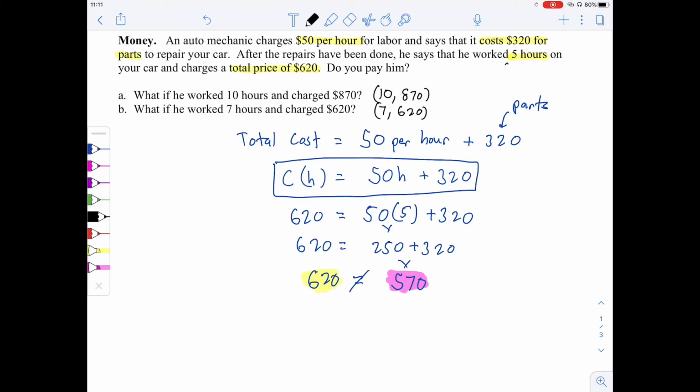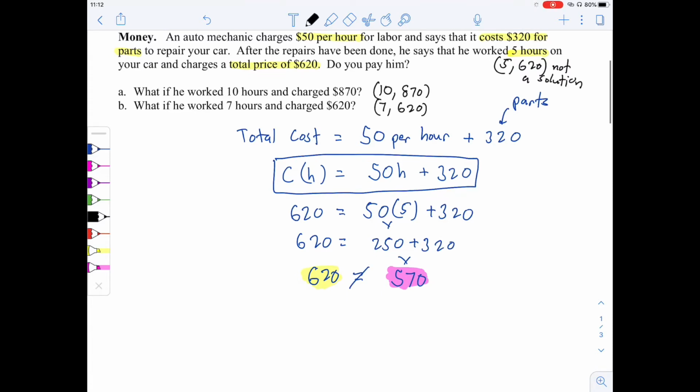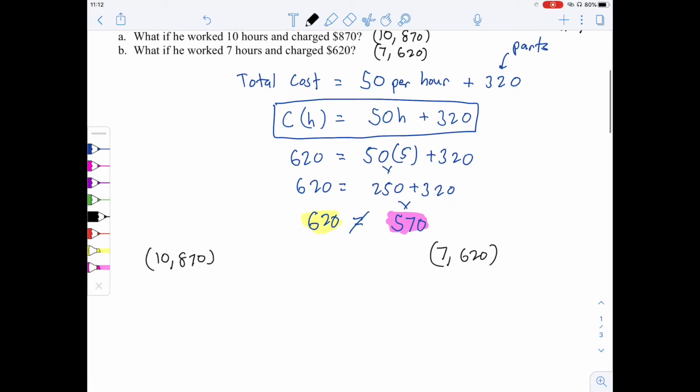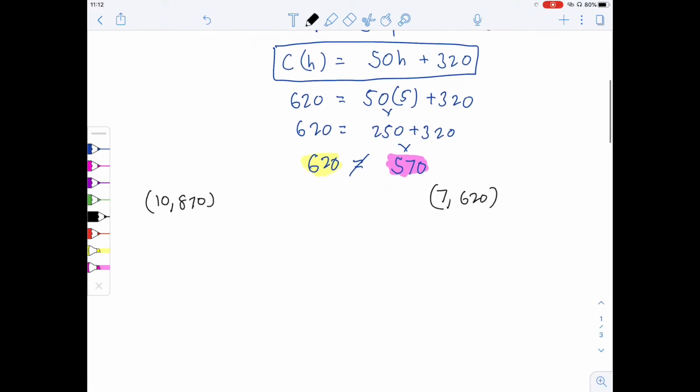The first one would be 5 hours is $620, and this didn't work. So this is not a solution right there, because it didn't work. You will find out. Okay, part A: 10 and 870. Does that work? And then we're going to do 7, 620. Same thing. Would you pay him?